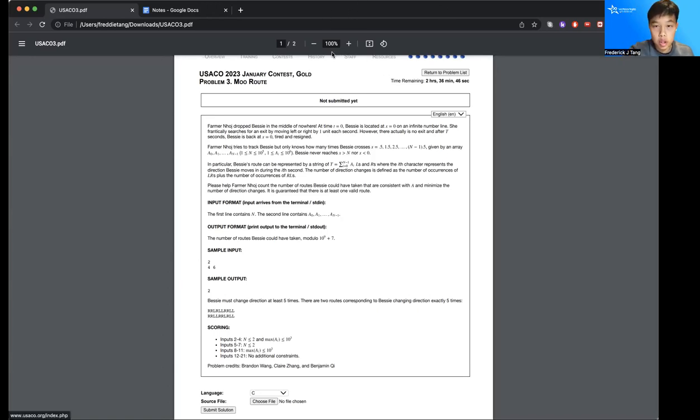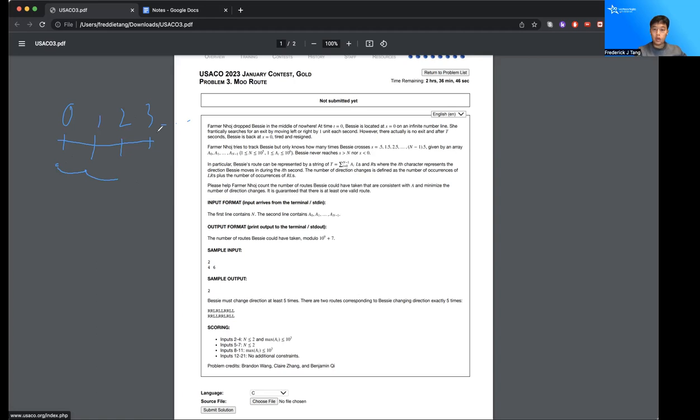So she initially starts at 0. So the number line could be like 0, 1, 2, 3, dot, dot, dot, right? And she initially starts at 0. And she'll do a series of moves. So each move moves her one space either to the left or to the right. So if she did the move right for the first move, she just goes to space 1. If she did right again, she goes to space 2. And if she did left, then she goes back, right?